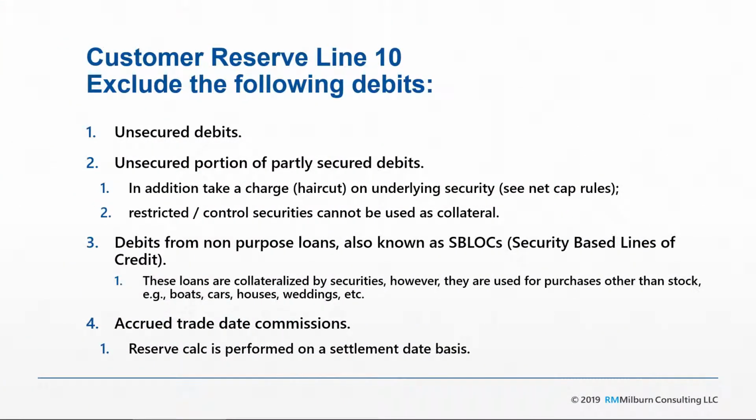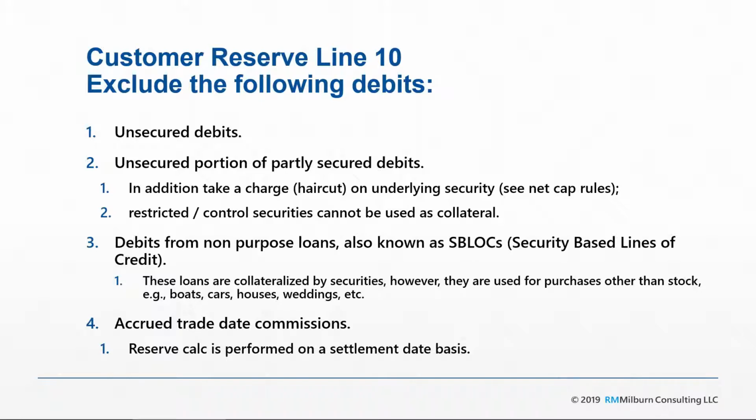All right, we've talked about what can be included in the reserve calc on line 10. Let's talk about items that cannot be included or have to be excluded. First one is unsecured debits. Number 2 is the unsecured portion of partly secured debits. The amount you can actually include into the reserve calculation is the market value of the underlying security less any charges known as haircuts on that particular security, and to do that, see your net capital rules.